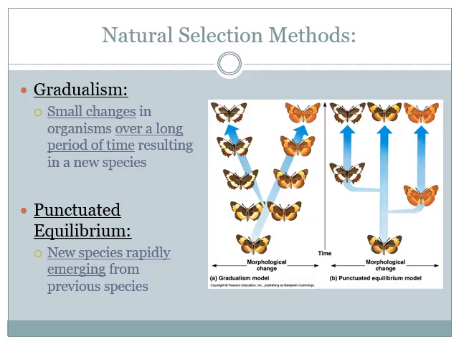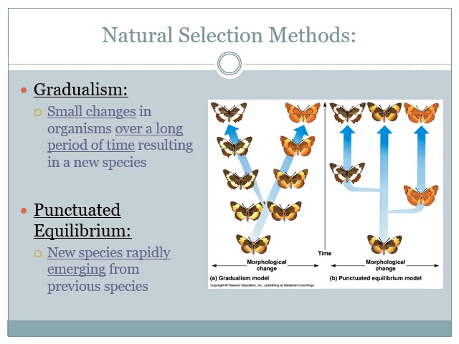Sorry. Now, finally, there are a few more things we have to discuss, namely natural selection methods. So how organisms can go ahead and become different species over time. The first of these methods is called gradualism. So there are small changes over a long period of time, resulting in different species.